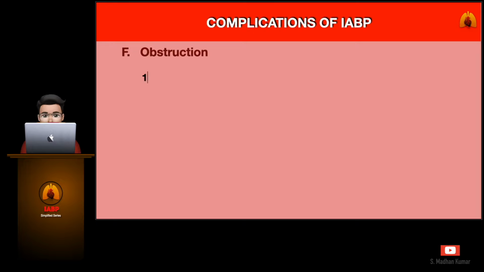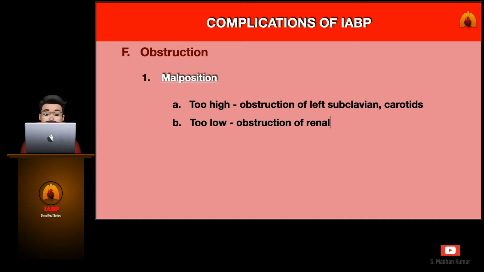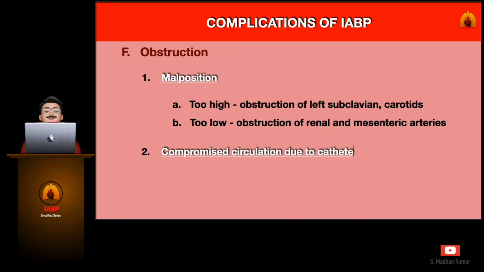The main complication of the IABP is obstruction. When the IAB catheter is malpositioned too high, it can obstruct the left subclavian artery and carotid arteries. If it is malpositioned too low, obstruction of the renal and mesenteric arteries is noted. Compromised circulation due to the catheter placement can cause ischemia and compartment syndrome.